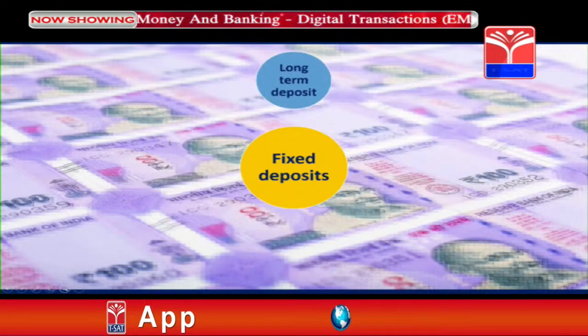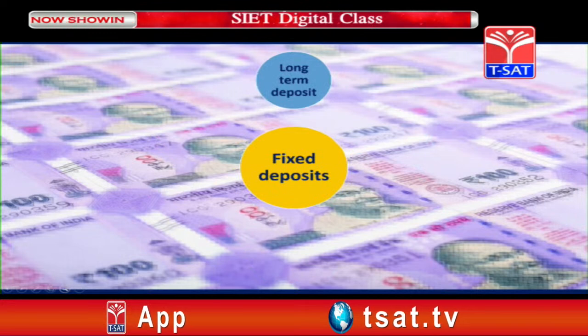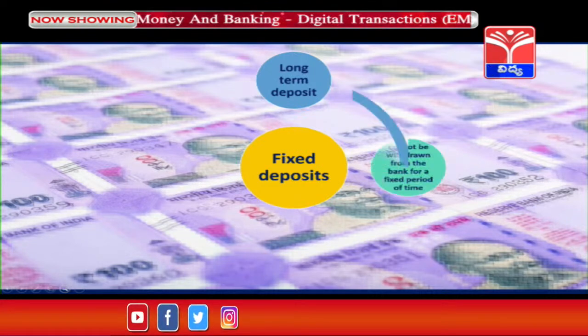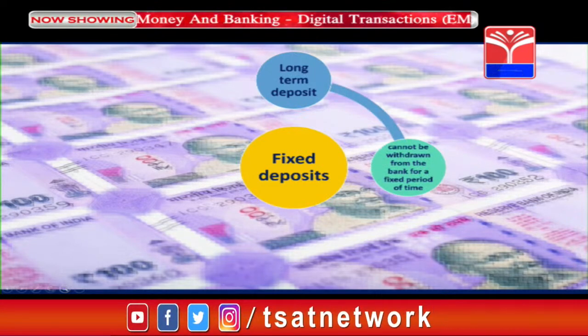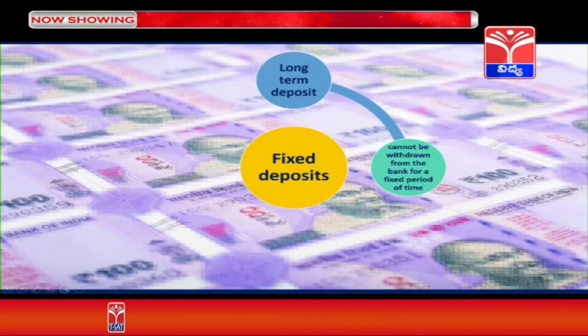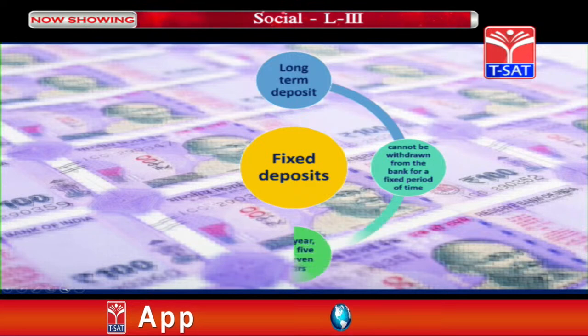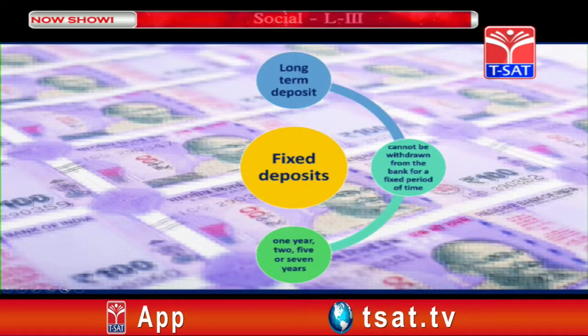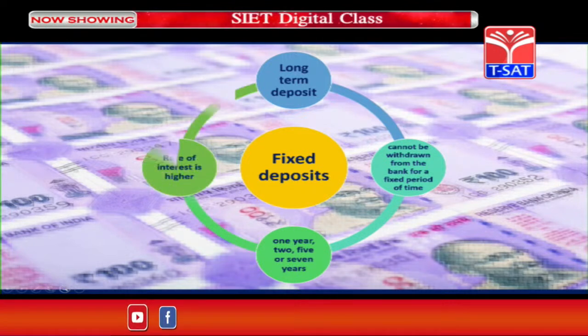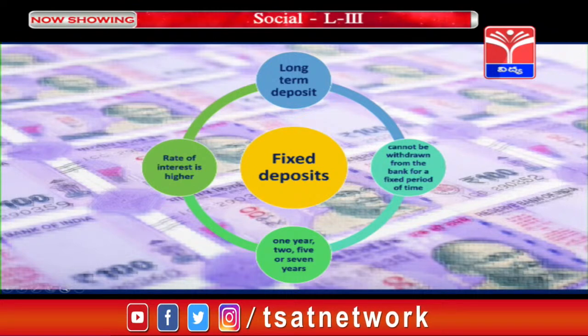Now let us learn about another type of account, that is fixed deposits. Fixed deposits are also called long-term deposits. The money in a fixed deposit or a term deposit cannot be withdrawn from the bank for a fixed period of time, and the time could be 1 year, 2 years, 5 years or 7 years, and the rate of interest is higher on the fixed deposit. So this was all about the different types of deposits, children.